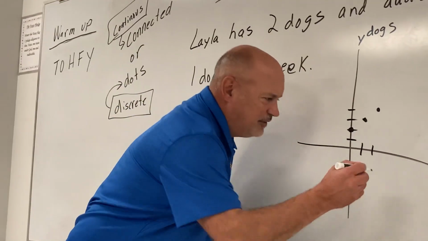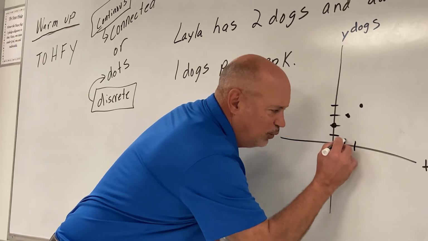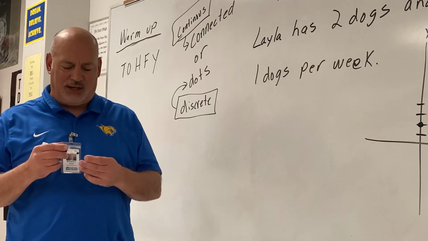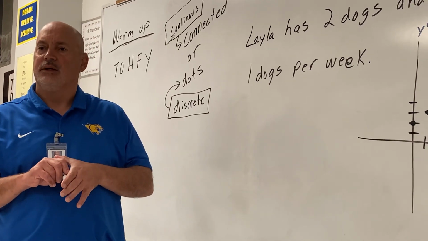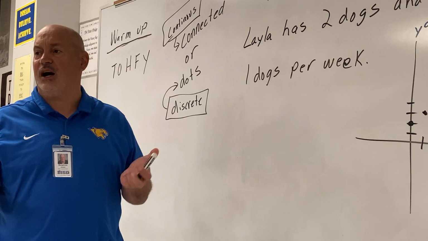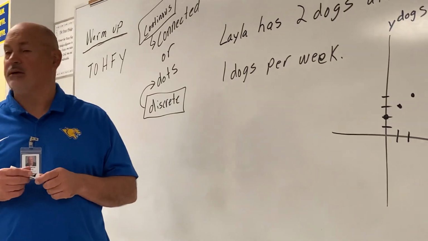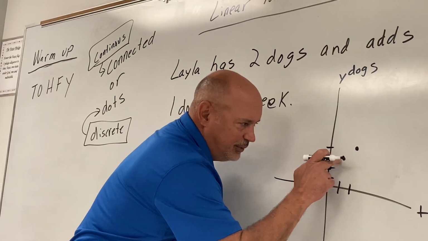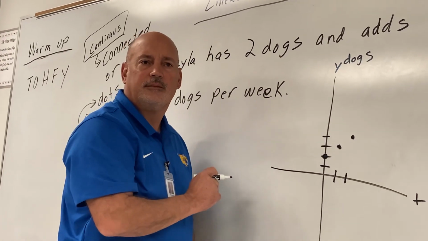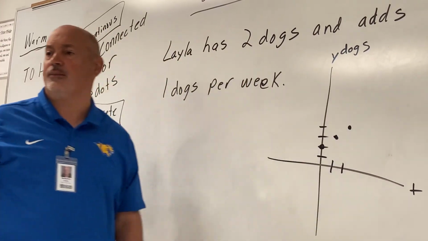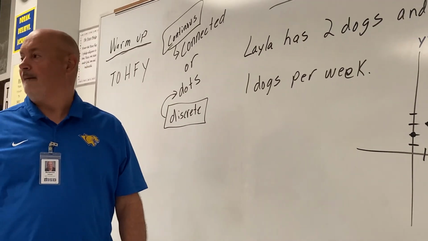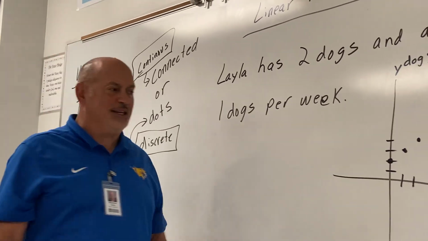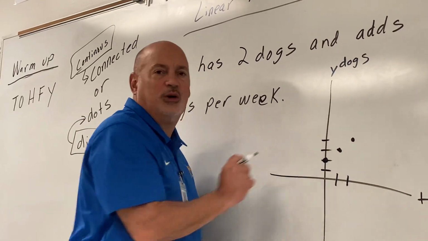Is it possible for Layla to have any number between 1 week and 2 weeks? No. We can't figure out what 1.5 weeks is? Can we figure out 1.5 weeks? Yes. Does that give me a value in between 3 and 4 dogs? Yeah. Can we have between 3 and 4 dogs? No. Why not? Because that's one dog. Yeah, we're not gonna cut up a dog. That'd be cruel. Are you with me?